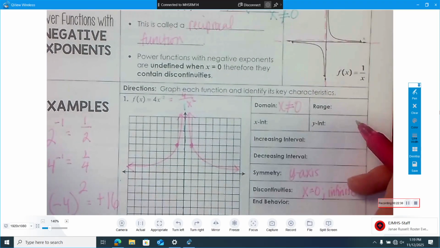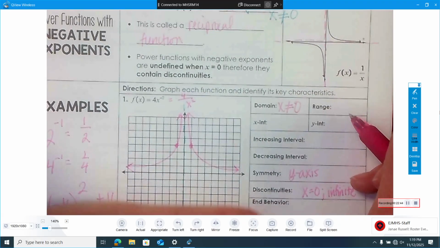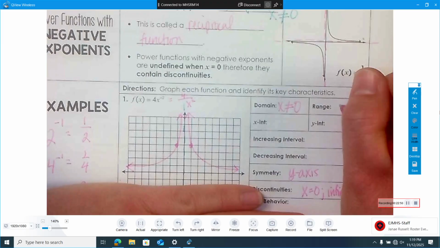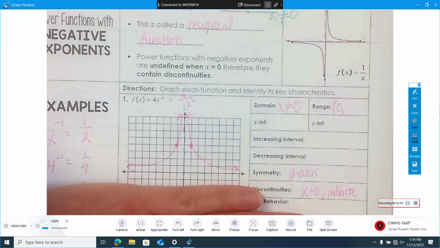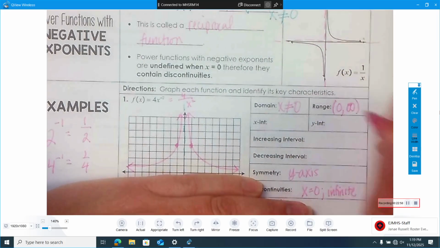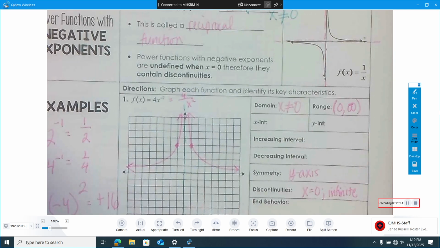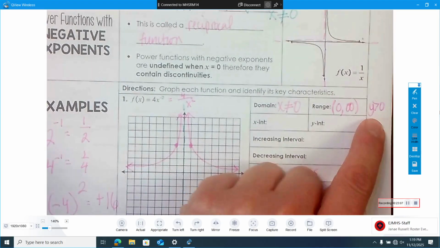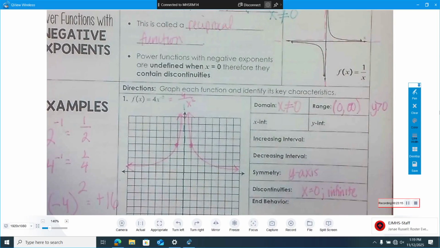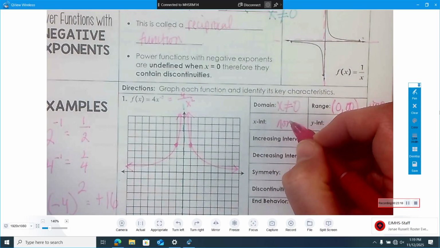Okay, what is the range? What's the lowest y value? It gets so close to 0, so we're not going to include 0, but it gets infinitely close to 0. And then it's everything above that. So 0 to infinity, not including the 0, would be the range. You could say y is just greater than 0 if you want to write it that way as well. Either suffices. Do we have x-intercepts and y-intercepts? No. None.